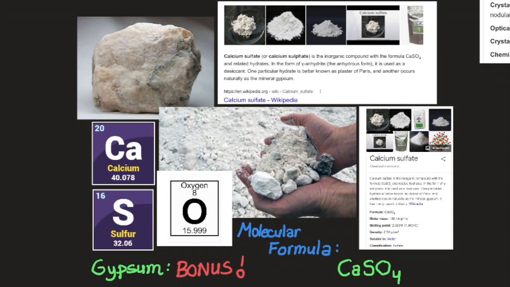Again, as previously mentioned, it can be found in caves in Mexico or around the Gulf. Here is a version of how it looks, and here is calcium, sulfur, and oxygen. Those are the three elements that it's made of. And here is a description. Calcium sulfate is the inorganic compound. It's again used in drywall and other various things.